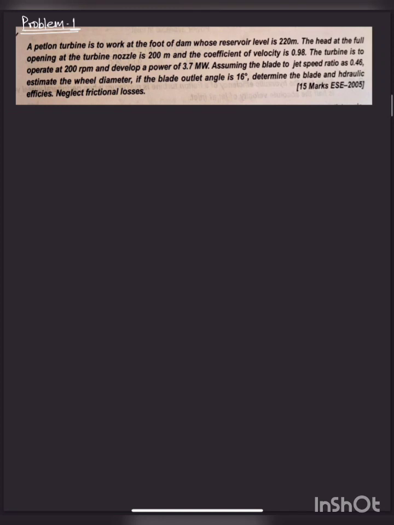Today I have taken the question from the 2005 Engineering Services Examination, which says a Pelton turbine is to work at the foot of a dam whose reservoir level is 220 meter. The head at the full opening of the turbine nozzle is 200 meter, and the coefficient of velocity is 0.98. The turbine is to operate at 200 rpm and develop a power of 3.7 megawatt. Assuming the blade to jet speed ratio as 0.46, estimate the wheel diameter. If the blade outlet angle is 16 degree, determine the blade and hydraulic efficiencies. Neglect any friction loss.